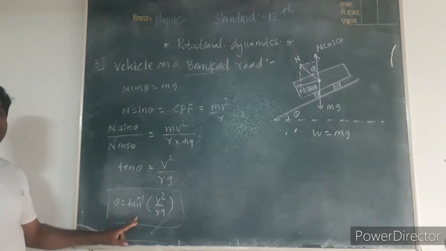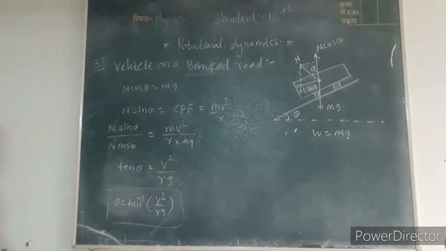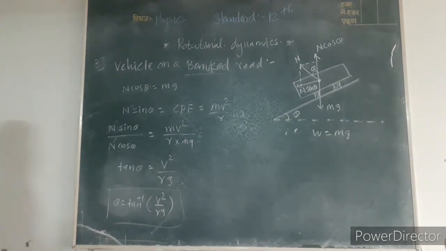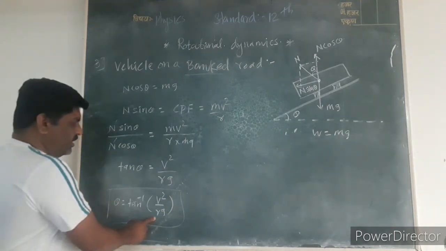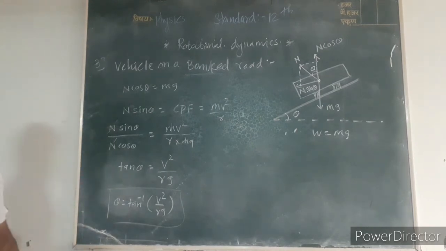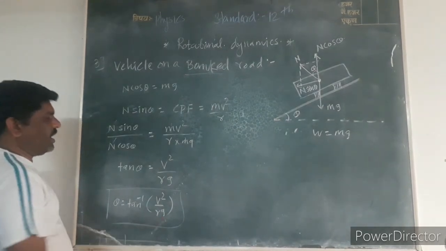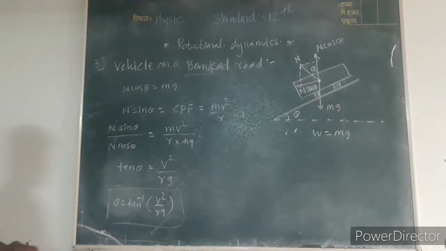Using this formula, we calculate the angle of banking, where v means the velocity of the vehicle when it moves over the banked road or curved road, r is the radius of this circular or curved banked road, and g is the acceleration due to gravity.